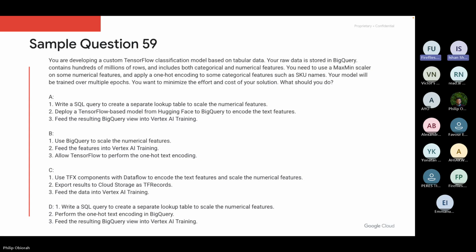So the best approach is B. You're using BigQuery's strength, you're using TensorFlow's strength. You're not moving your data anywhere. It's still on BigQuery. And you're writing SQL which is native to BigQuery. And you're using the power of TensorFlow to do your one-hot encoding. All right. Good.